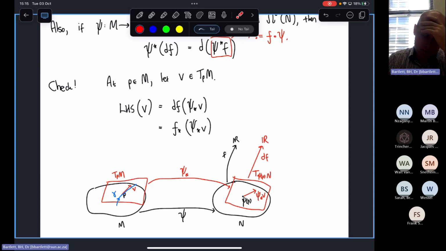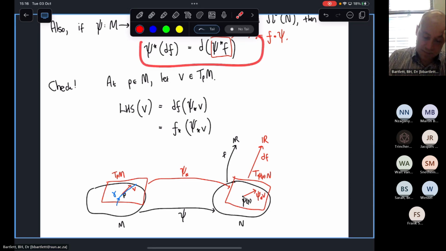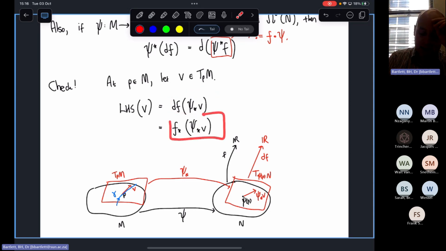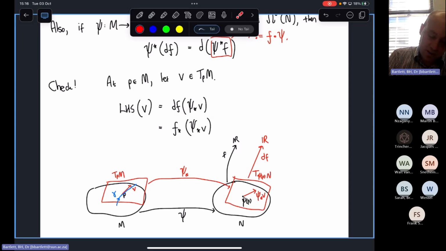And what I'm doing is I'm starting with a vector V in the tangent space to M, and I'm wanting to prove this identity. And the way I'm doing it is I'm calculating this guy here, and I'm saying that when you calculate the derivative of a function or the differential of a function, you apply it to a vector, it's the same thing as calculating the push forward of that vector using the derivative of the map. So let's just be clear what that means.